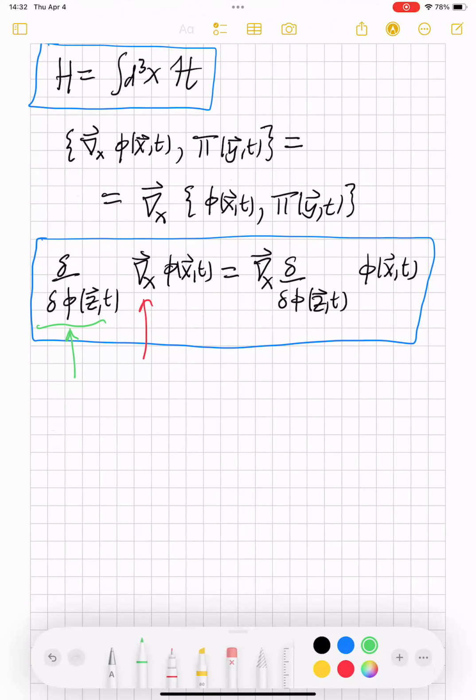And with that assumption, you can easily calculate the Poisson bracket of the derivative of the field as just the derivative of the Poisson bracket involving the field. Good. Okay, guys, good luck. I hope that you managed to tackle these exercises, and let's get going with the next chapter.